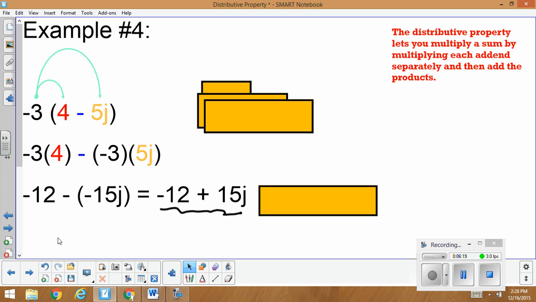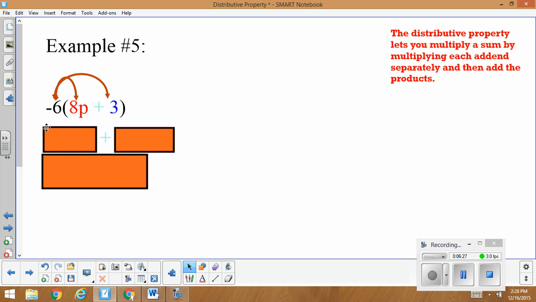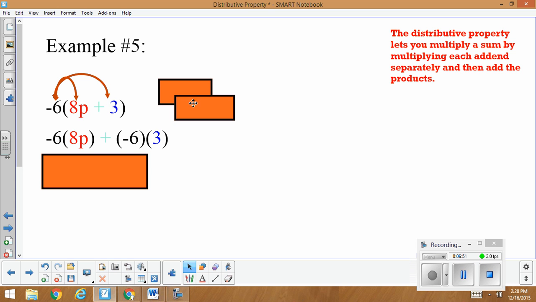Okay, we have one more example. Remember, pause anywhere you need to write down the examples. Okay, finally we have -6 times the quantity of 8p plus 3. So I cannot add 8p plus 3. So I'm going to take each of these addends and multiply it by the 6 that's right outside. So -6 times 8p is -6 times 8p. The plus sign comes down, and I'm going to take -6 times 3. Okay, so both of my addends, the red and the blue, are both being times by -6.